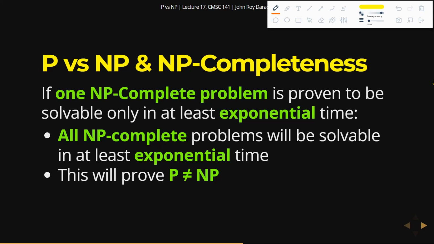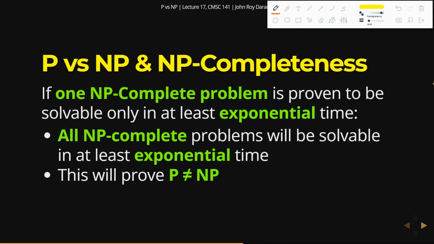If one NP complete problem has a polynomial time algorithm, then all NP problems are polynomial time. That's P is equal to NP. But if one NP complete problem is also shown to have an exponential time algorithm, or can only run in at least exponential time, no matter how clever the algorithm is, then everything is also exponential time. So that means that P is not equal to NP.